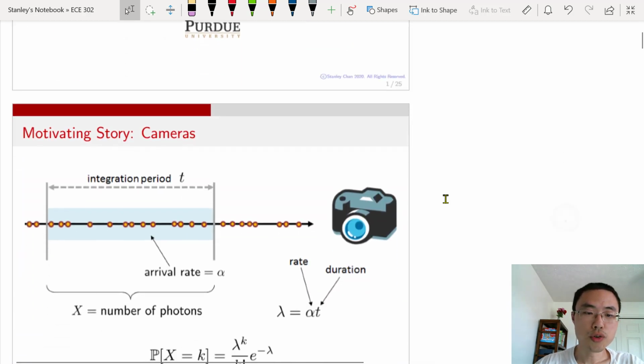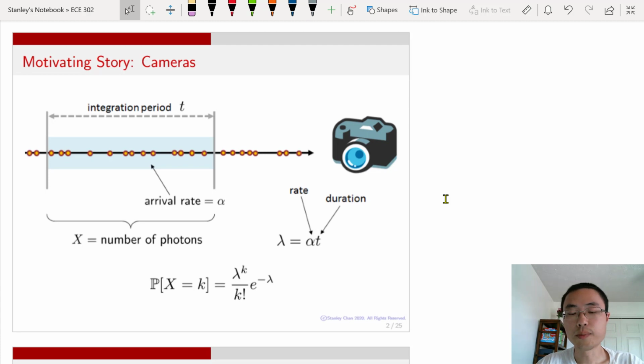To start with, I want to share with you a motivating story. It's about a camera. Everyone knows how cameras take images. When we turn on the shutter, the photons come to the sensor. By accumulating enough photons, we can form a current, and the current will generate a signal. By collecting signals in an array of pixels, we form an image. This is very standard, and we know this process very well. But how do we map this problem to the Poisson random variable?